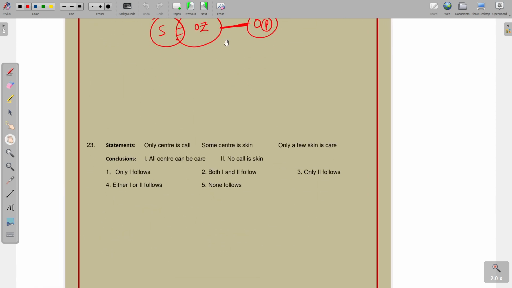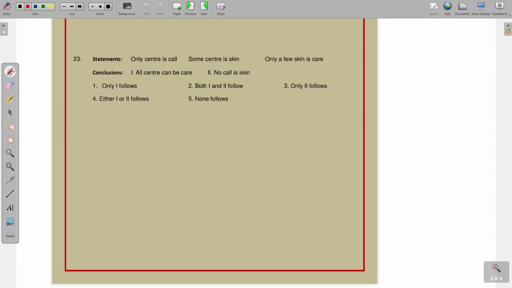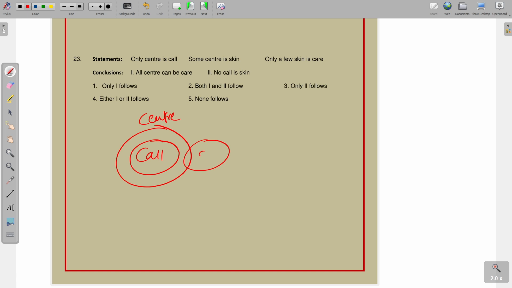Next, question number 23. See the question. Only center is call. It means all call are center. Call is related only to center. Next, some center is skin. Next, only a few skin is care. This part is only care. All center can be care. So center here and care here.